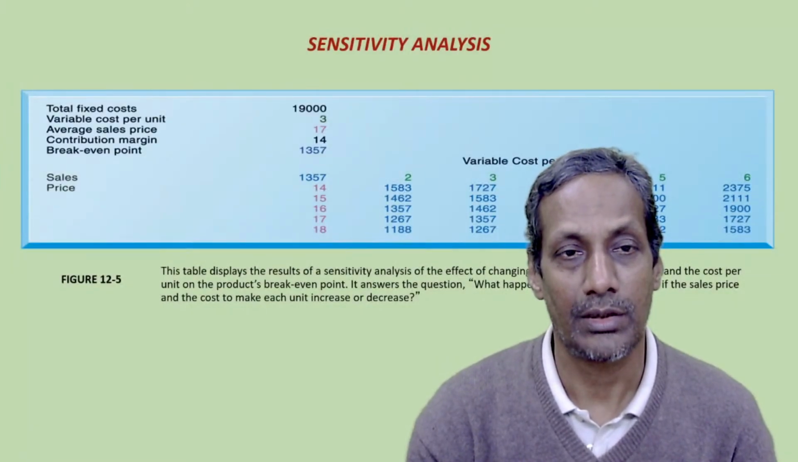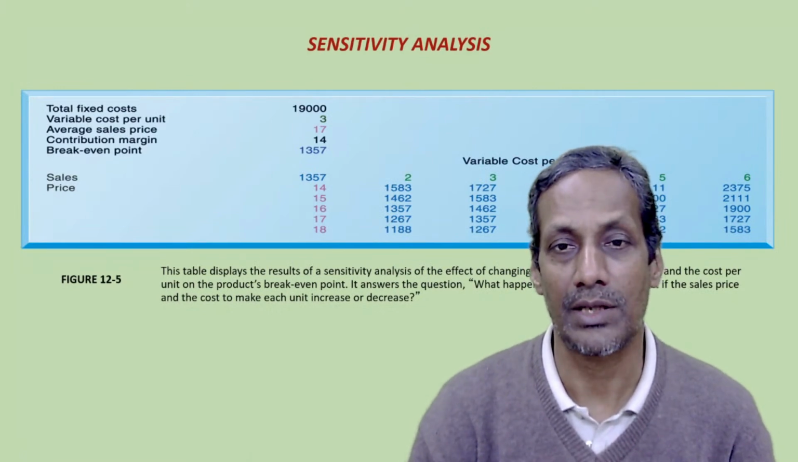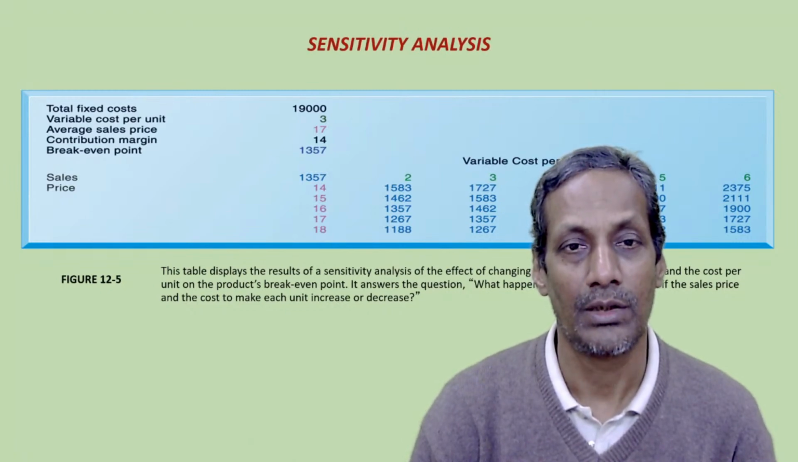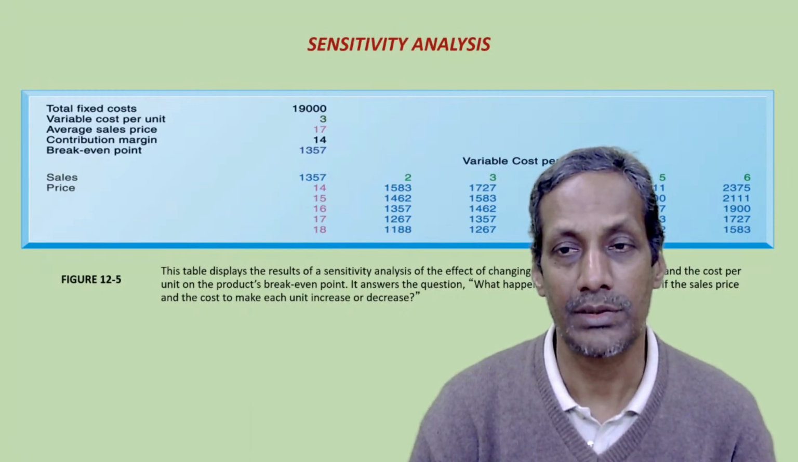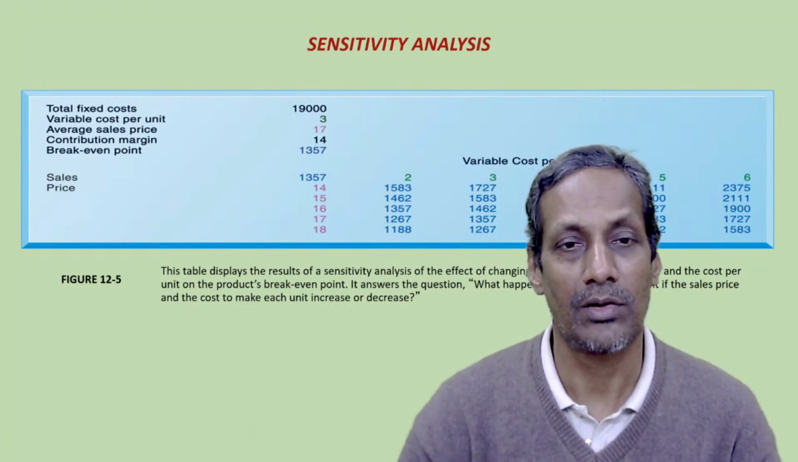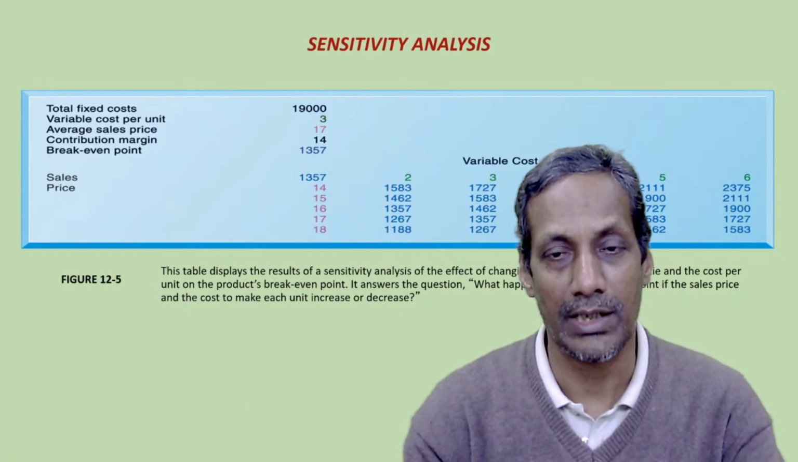So this table displays the results of a sensitivity analysis of the effect of changing the sales price of a necktie and the cost per unit on the product's break-even point. It answers the question: what happens to the break-even point if the sales price and the cost to make each unit increase or decrease?